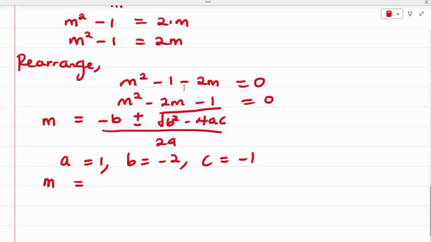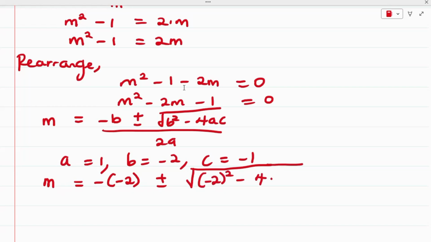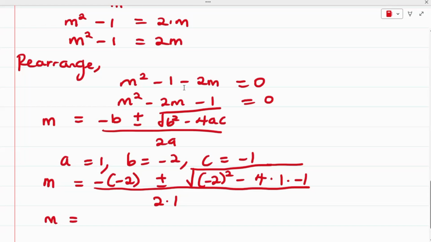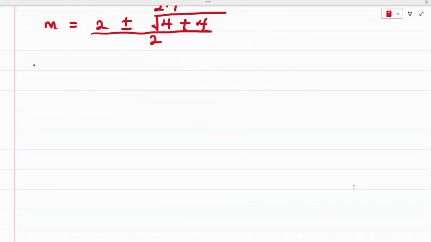We have that m is equal to minus into minus 2, plus or minus the square root of b square, which is minus 2 all square, minus 4 multiplied by a, we have a to be 1, multiplied by c, which is negative 1, divided by 2 multiplied by a, which is 1. So we have that m is equal to minus times minus is plus, so we have 2 plus or minus the square root of minus 2 all square is 4, minus 4 multiplied by 1, 4 multiplied by negative 1, we have it to be negative 4. Negative 4 multiplying negative is going to give us plus 4, right? And this is going to be divided by 2 multiplied by 1, which is what? 2.